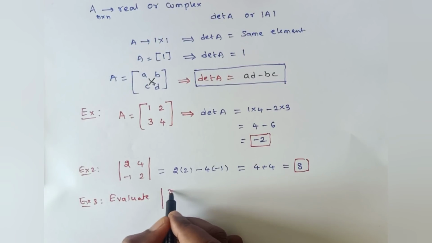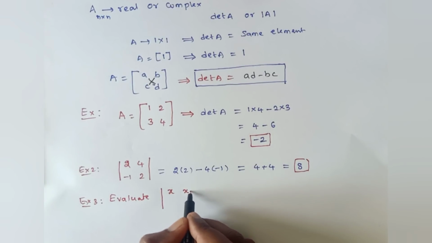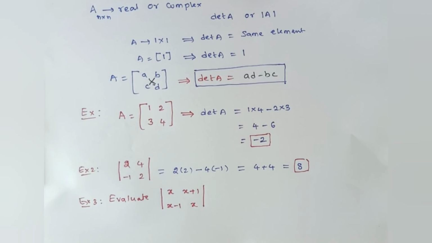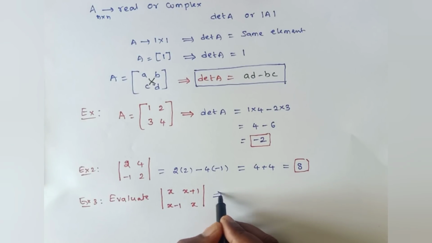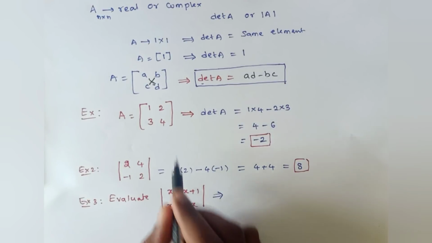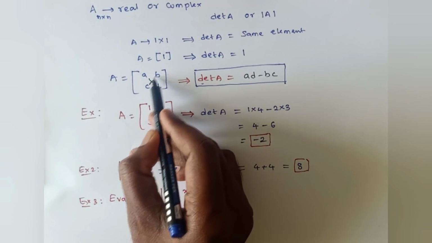Evaluate the determinant of the matrix with entries modulus of x, x plus 1, x minus 1 and x. Here the entries are some variables. Whatever the variables are present in the given determinant, we can evaluate by using the definition that the determinant of A, B, C, D is AD minus BC, meaning A into D minus B into C.